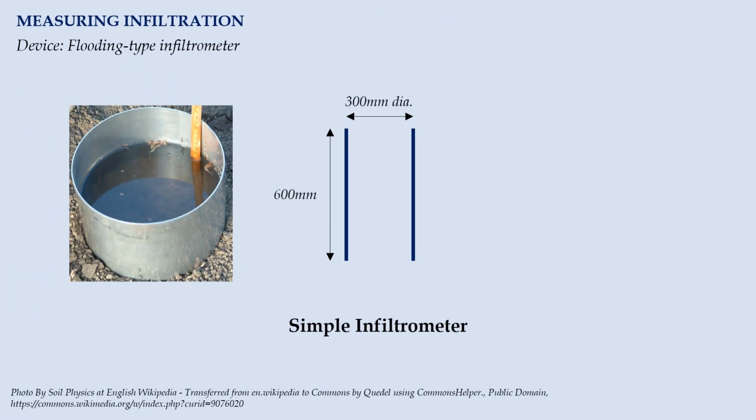Infiltration is usually measured using a flooding-type infiltrometer. The data collected are related to the variation of infiltration capacity over time. A simple infiltrometer is an example of such a device. It is a 600 mm height cylindrical metallic ring with a diameter of 300 mm.